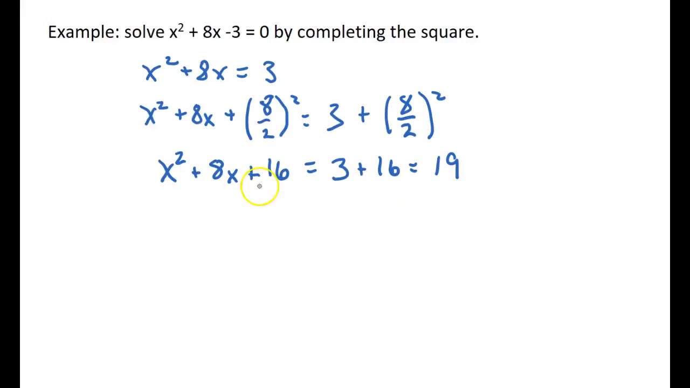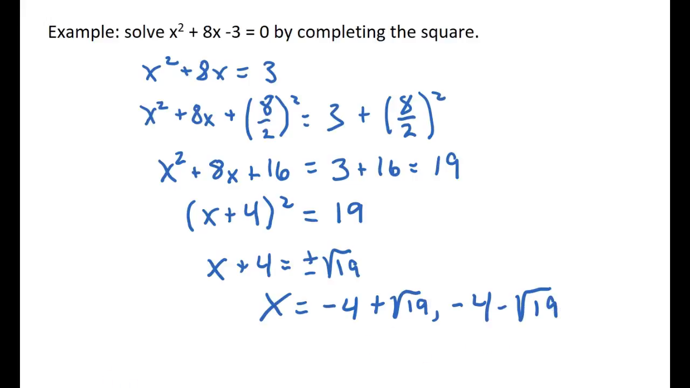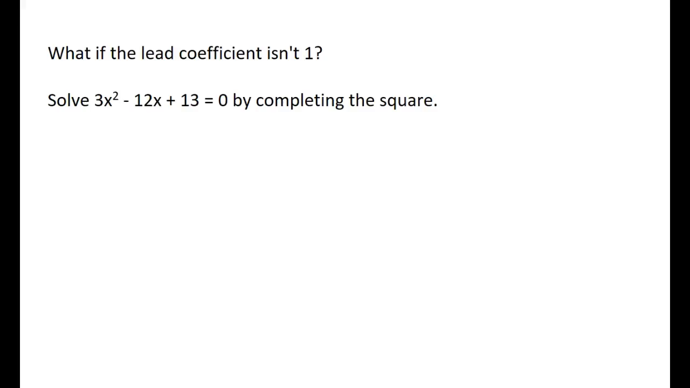Alright, so this is now a trinomial square. This factors into x plus 4 squared. And then I just take the square root of both sides. Don't forget your plus or minus. And our answer is x equals negative 4 plus the square root of 19 and negative 4 minus the square root of 19. Well, what do we do if the lead coefficient isn't 1?